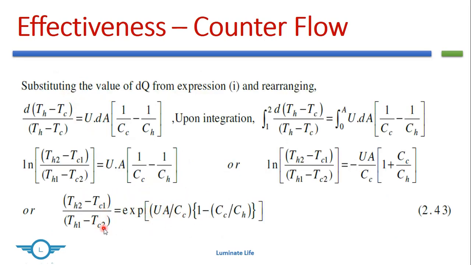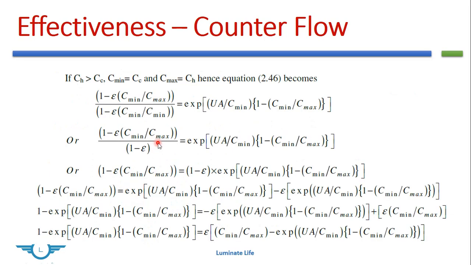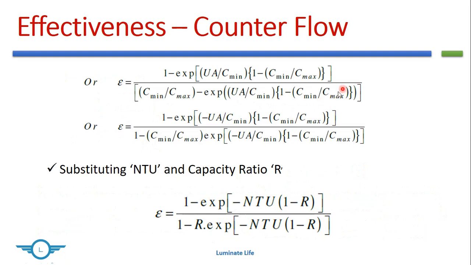We have Th2 and Tc2, which we need to change. We will substitute for Th2 and Tc2 in terms of effectiveness. On solving and reduction, taking the effectiveness terms common on one side, you will finally end up with an equation of this sort. Both these equations are almost the same. And now if you substitute UA by C minimum as NTU and C min by C max as R, you will have the effectiveness for the counterflow heat exchanger as 1 minus exponential minus NTU into 1 minus R, divided by 1 minus R exponential minus NTU into 1 minus R.